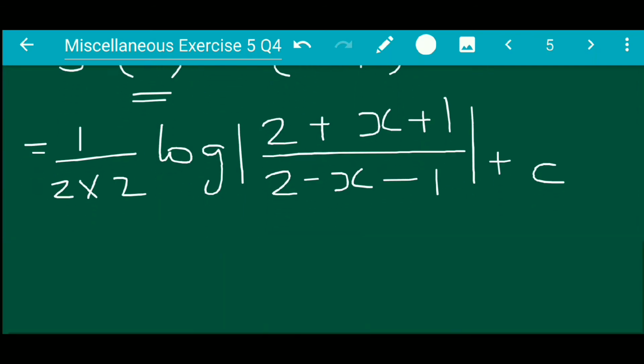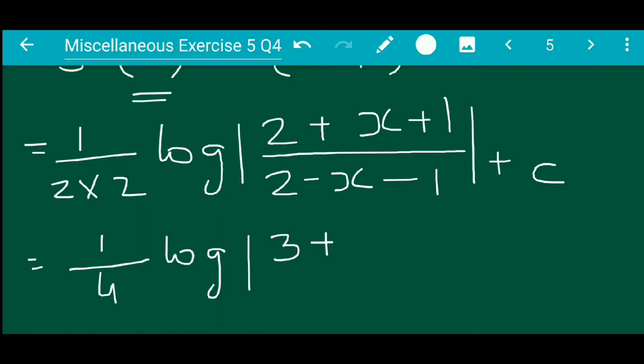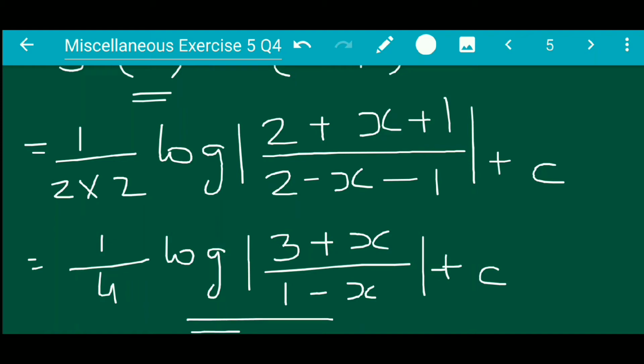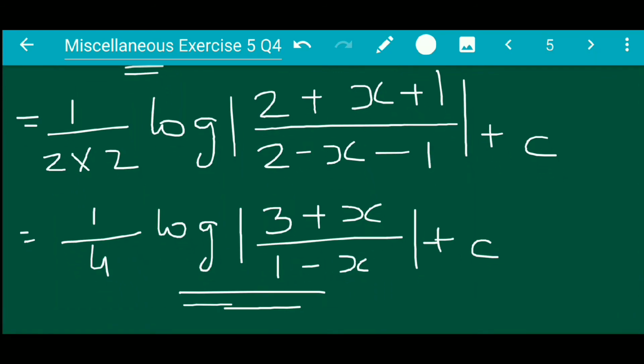Then doing further we get 1 upon 4 log mod of, now 2 plus 1 is 3, so 3 plus x upon 2 minus 1, that is 1 minus x plus c. So for those who have covered the previous two lectures properly, they will find these sums very easy. They can even do these sums without looking over here. They can just see the question, do their sums and then check out the answer from here.